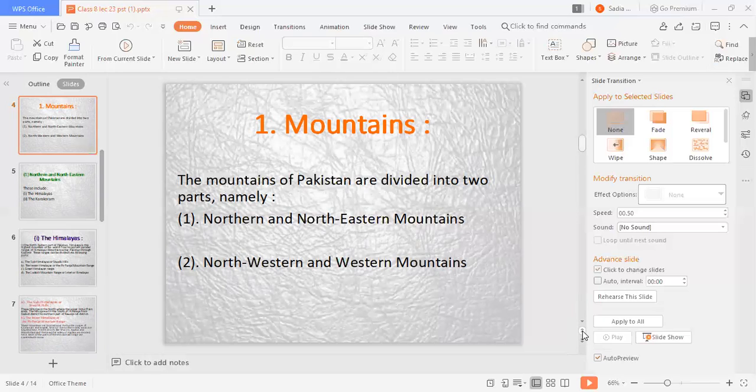So first of all, we have discussed that the mountains of Pakistan are divided into two parts, northern and northeastern mountains. And we discussed the northern and northeastern mountains in detail, then northwestern and western mountains, and we will discuss it in our next lecture. So today we discussed the north and northeastern mountains.